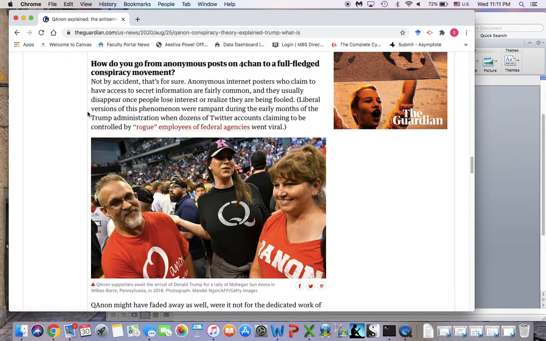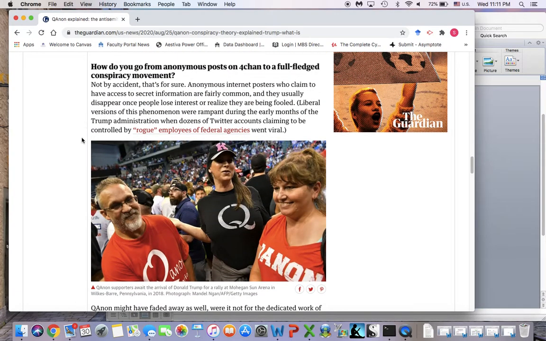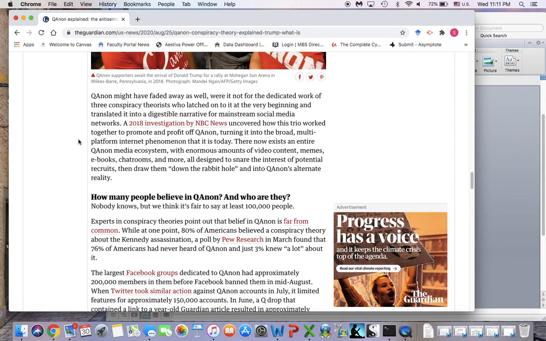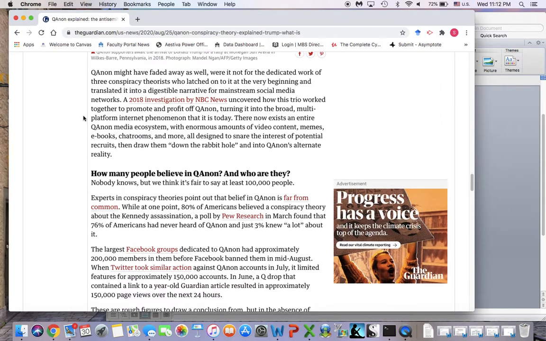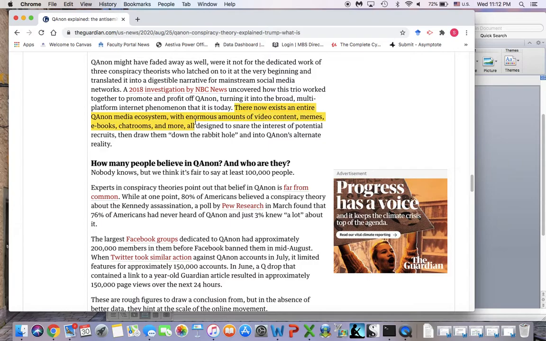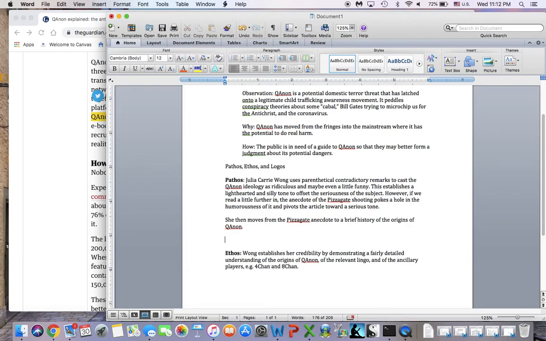Okay, so now she's going to talk about how it goes from posts on a message board to a full-fledged conspiracy movement. Okay. Twitter, so they use Twitter. So they kind of flooded into mainstream social media. Donald Trump, of course, gave them a boost in popularity since he references them a lot. And this is the point here. There now exists an entire QAnon media ecosystem. That is, I would actually say that's pathos right there. The word ecosystem makes it sound large and scary and world-sized. Okay, so I'm going to note that in pathos, I'm going to go back up here and just add that to my pathos notes.